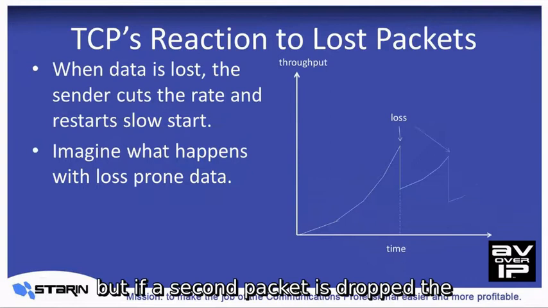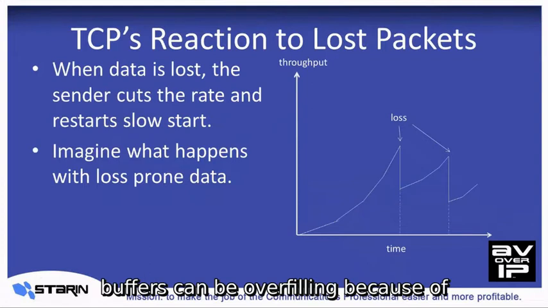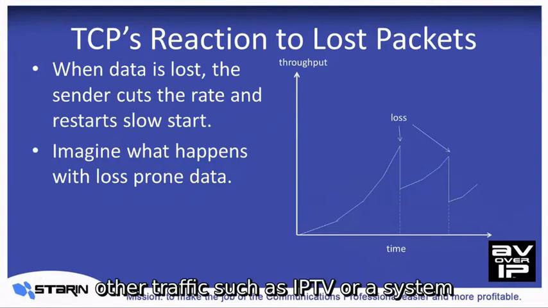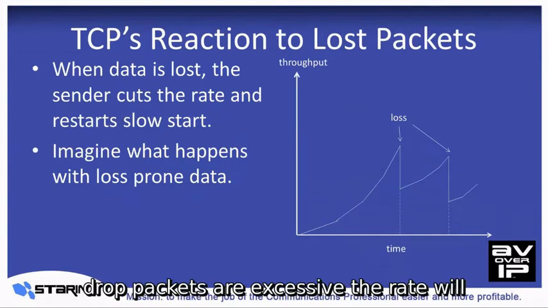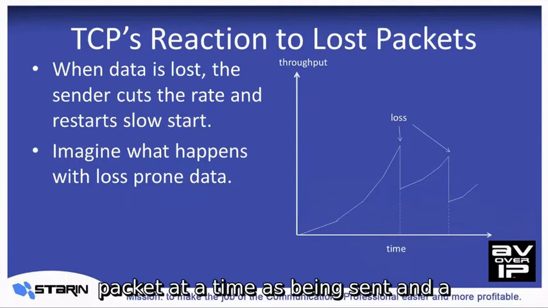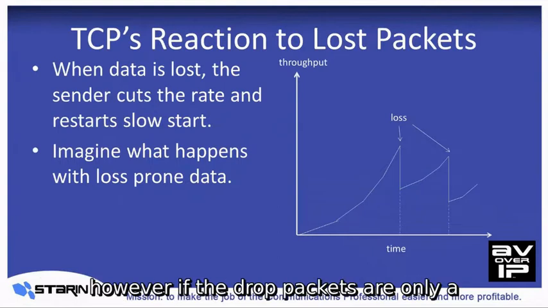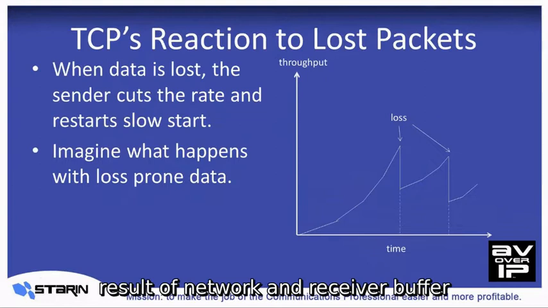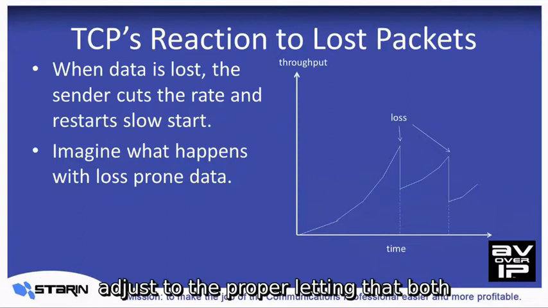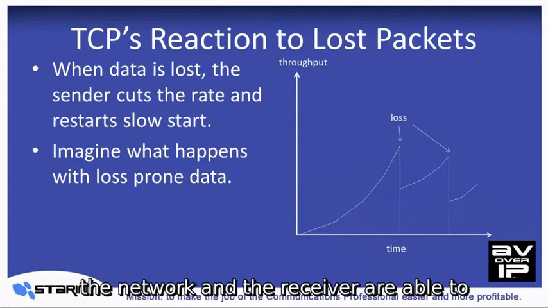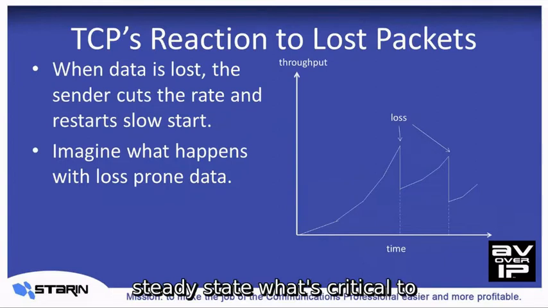But if a second packet is dropped, the rate's cut again. Note that the network buffers can be overfilling because of other traffic such as IPTV or a system backup or YouTube or whatever. If the dropped packets are excessive, the rate will continually drop until only a single packet at a time is being sent and a single ACK is being received back for it. However, if the dropped packets are only a result of network and receiver buffer overfill, the transmission rate will adjust to the proper level that both the network and the receiver are able to handle. In other words, it will reach steady state.